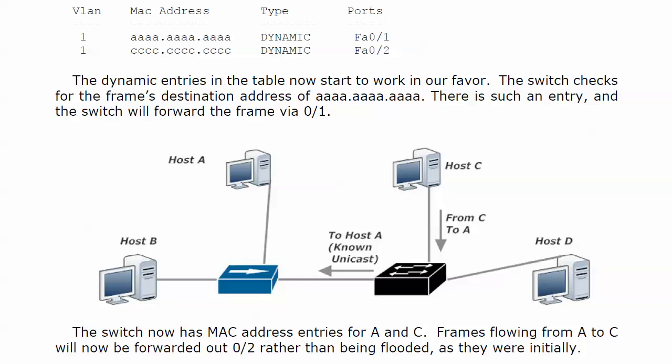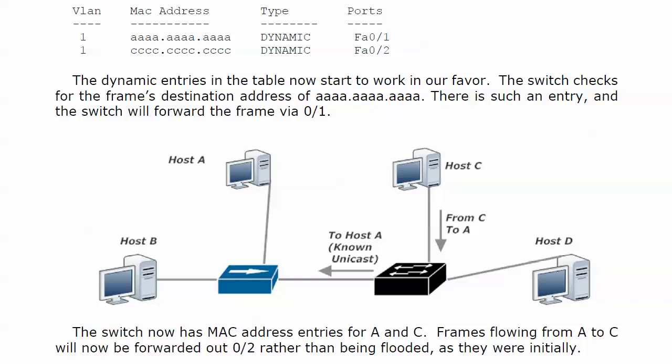Now at this point, the switch has MAC address entries for A and C. And frames going from A to C would be forwarded out 0/2 only rather than being flooded as they were initially. So just that quickly, you have a little initial flooding, that's okay, but that's where we want it to end.